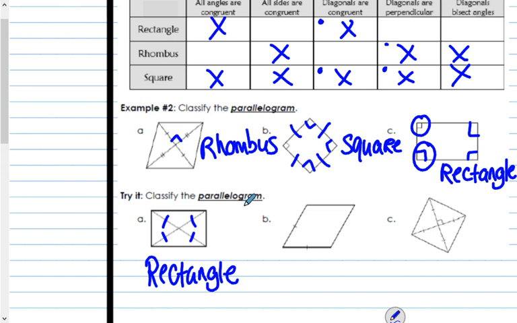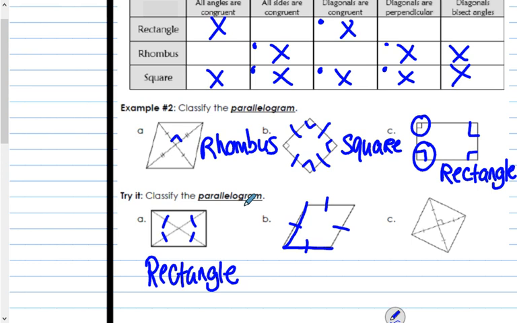Letter B. Because it's a parallelogram, the opposite sides are congruent. However, because they marked this side with 1 mark and this side with 1 mark, that means all the sides are congruent. All sides congruent is a rhombus or a square. But in order for it to be a square, we also would have to know something else.